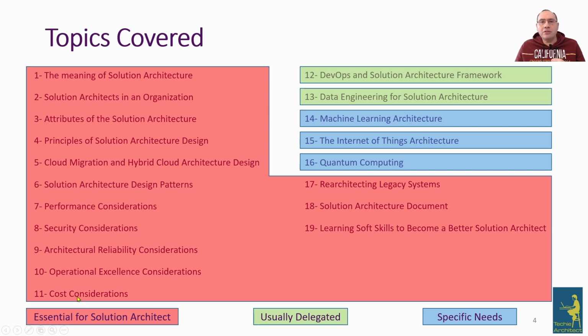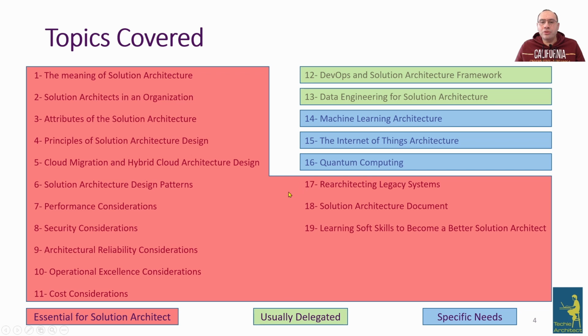Chapter 11 is talking about the cost consideration, and of course you need to be very careful, especially when you are having a solution on the cloud, about how much it will cost you. That's why this is a very important aspect for any solution architect.